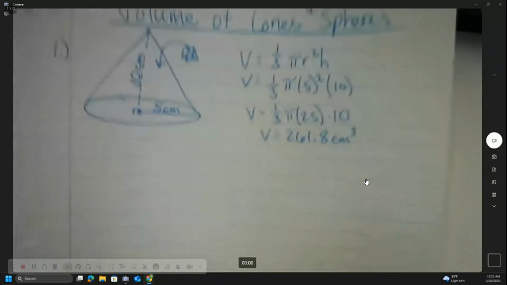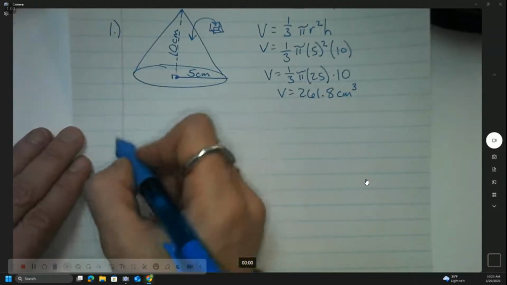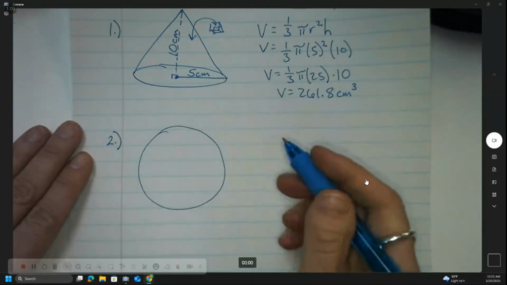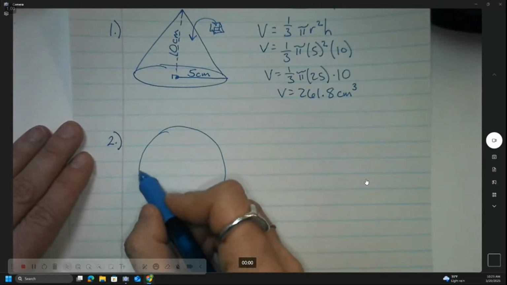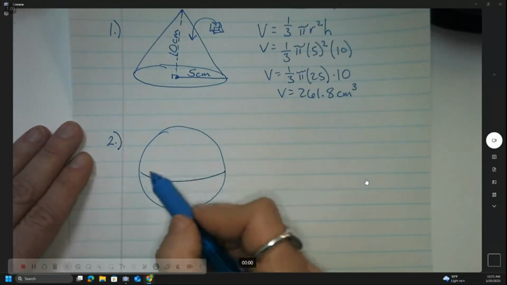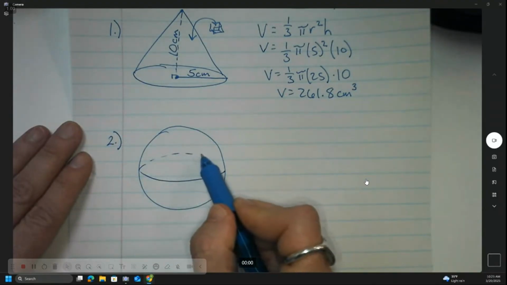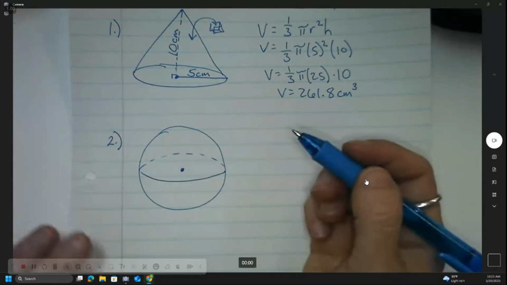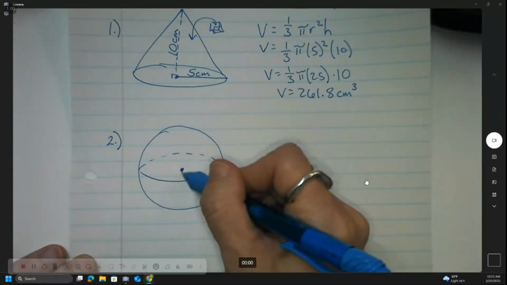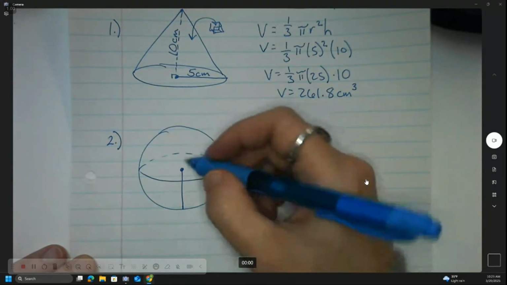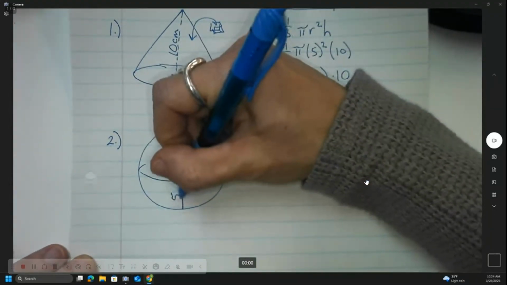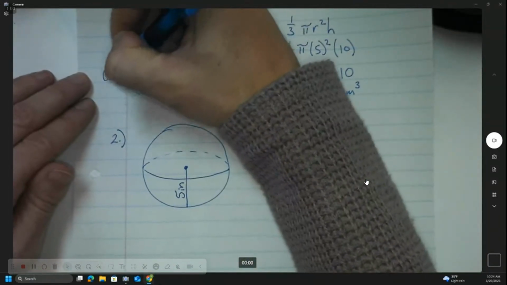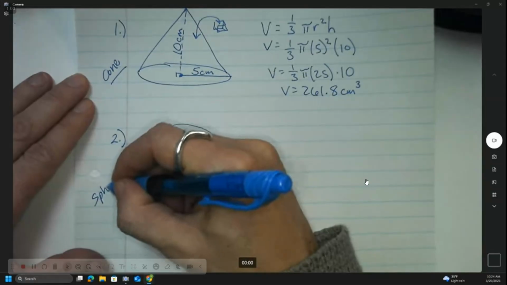Solving for the volume of a sphere. We're going to draw this guy best we can. Draw a circle first. Then when you draw the dimensions, I like to use dotted lines to show that it's behind. I'm going to put a center. Remember, every circle has a center. And the radius is going to be 5 inches this time. So number 1 was for a cone, and number 2 is for a sphere.